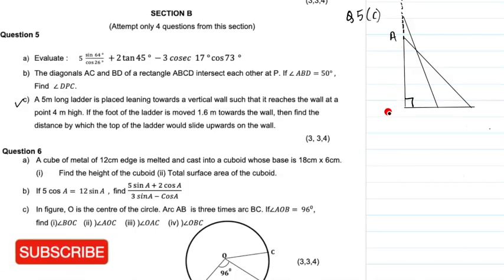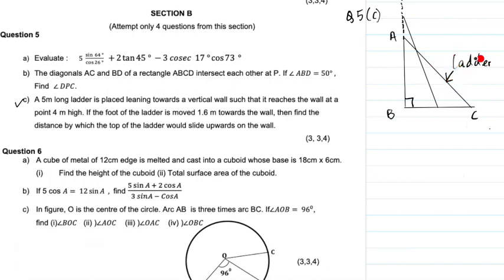Let us name this as ABC. So your AC becomes the ladder and it is 5 meters long. Can you see this? A 5 meter long ladder. Okay, and it reaches the wall at a point 4 meters high, which means from here to here, this is 4 meters. And this is the wall. The ladder is moved 1.6 meters towards the wall. So let us say it's come to D. So from here to here is 1.6 meters.